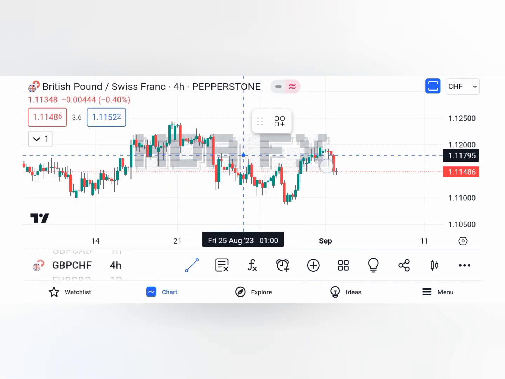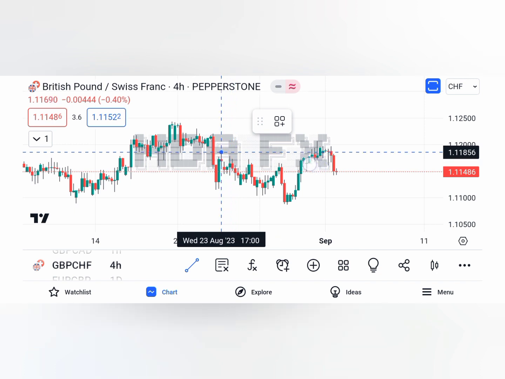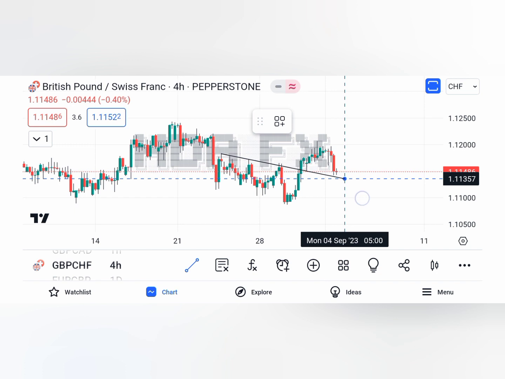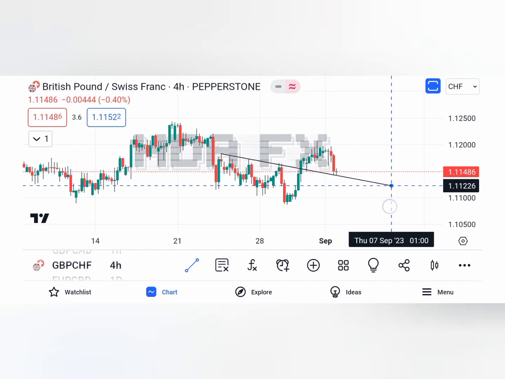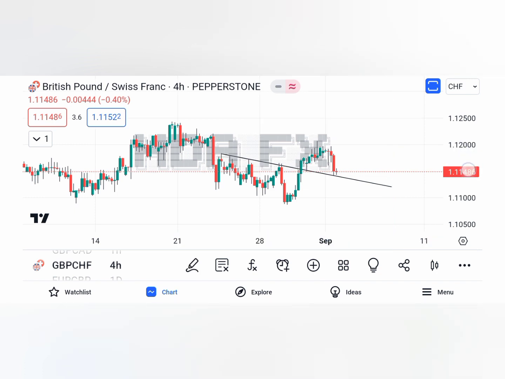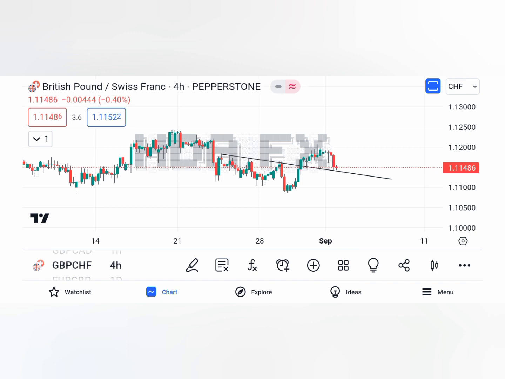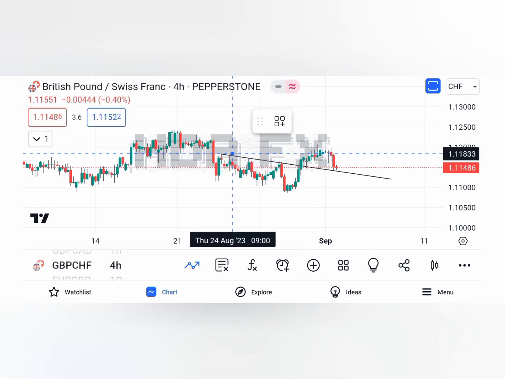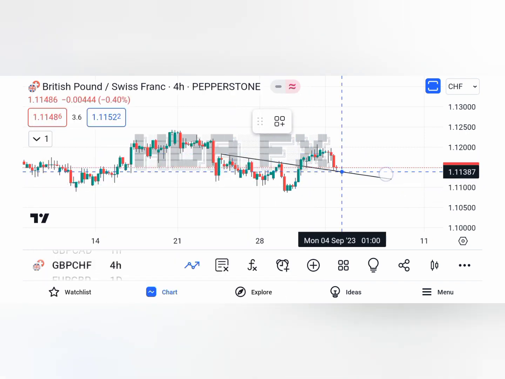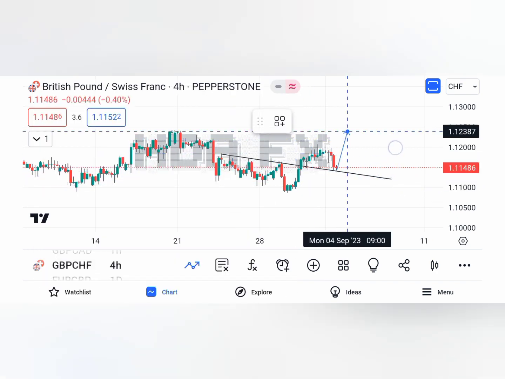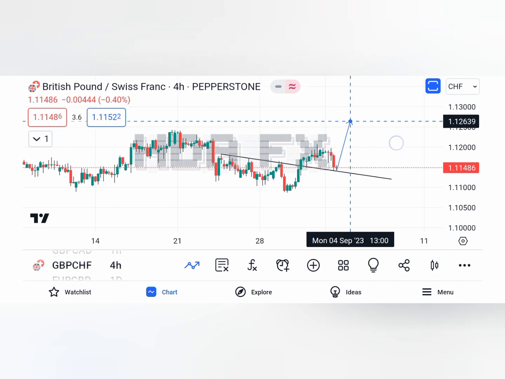So now we can have this trend line here. If you have to spot key levels, we can have this trend line here. We can have this trend line here also. We can have this trend line here, which is very important. So now it looks like price is retesting this trend line here. So now I want to see price continue upward from this point here.